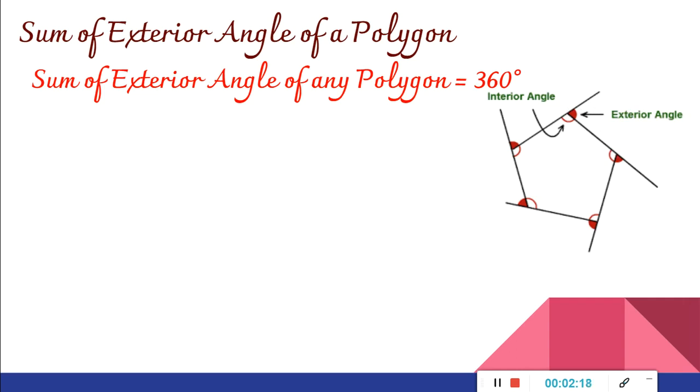Now when we have to find the sum of exterior angles, for that first let us name the angles. So this is angle 1, this is angle 2, this one is angle 3, this one is angle 4, and this one is angle 5. Similarly, the interior angles: this one is angle 6, this one is angle 7, this is 8, this one is 9, and this one is 10. Okay, so we named the angles like this.